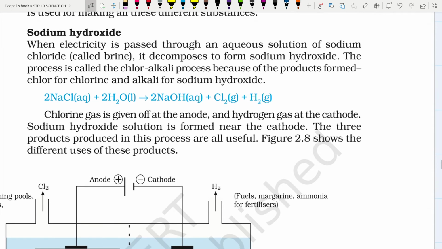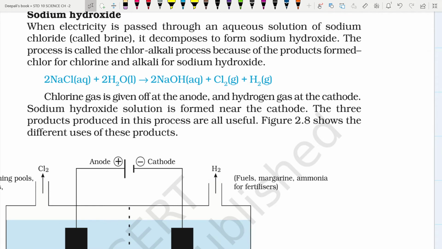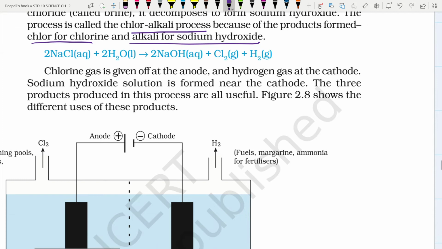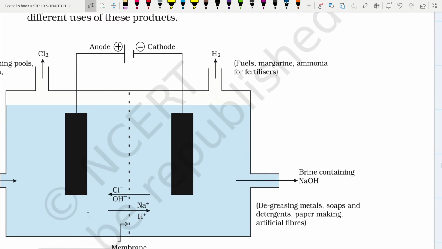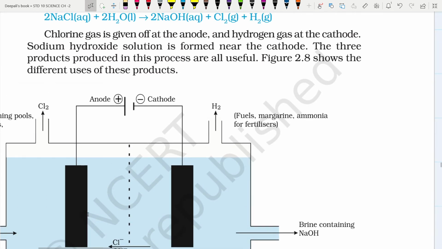Sodium hydroxide. When electricity is passed through an aqueous solution of sodium chloride called brine, it decomposes to form sodium hydroxide. The process is called the chlor-alkali process because of the production of chlorine and alkali, sodium hydroxide. The equation for this is 2NaCl plus 2H2O gives 2NaOH plus Cl2 plus H2. The chlorine gas is given off at the anode as seen in the figure and hydrogen gas at the cathode.